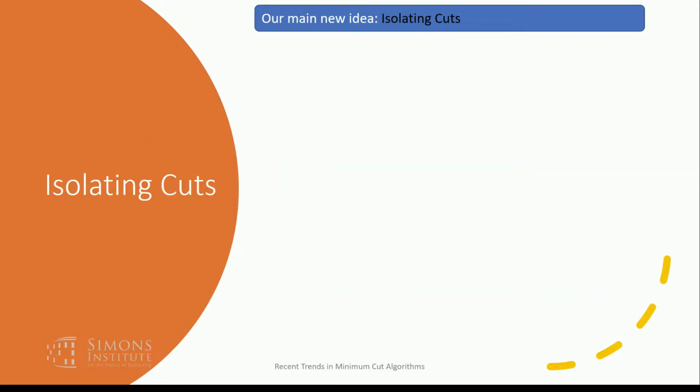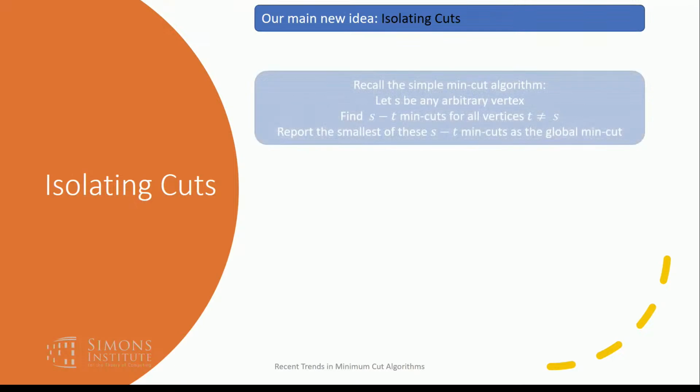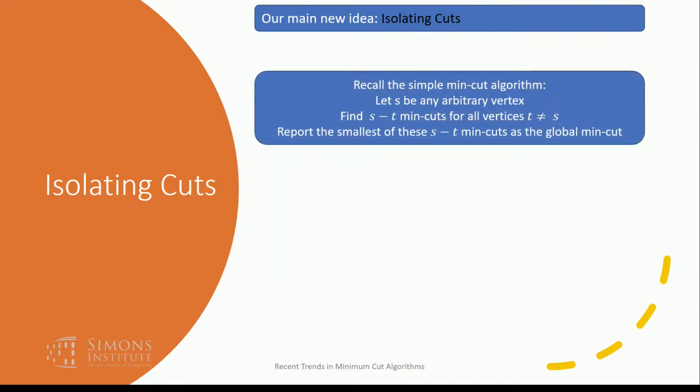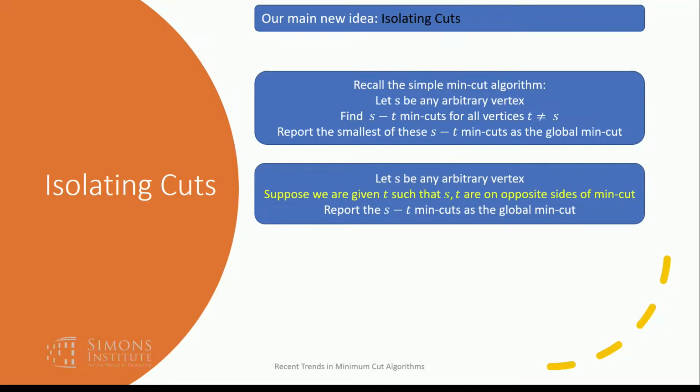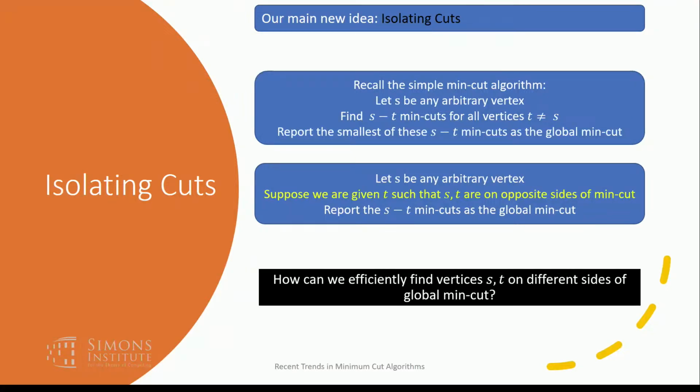The main idea I want to study in this talk is the notion of isolating cuts. Formally, to motivate the notion of isolating cuts, let's revisit the simple min-cut algorithm from before, where we just fix a vertex S and iterate over all other vertices T. Note that really all we need from this algorithm is to find another vertex T on the opposite side of the global min-cut. If we can find such a vertex T, then we have the global min-cut. The high-level question we want to ask is: how do we efficiently find two vertices on opposite sides of the global min-cut?